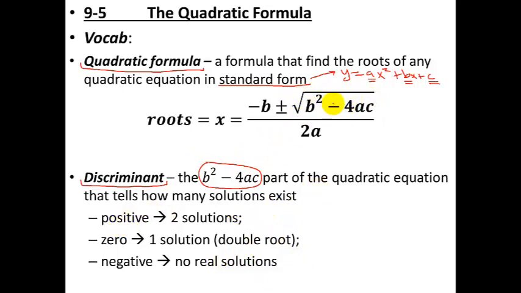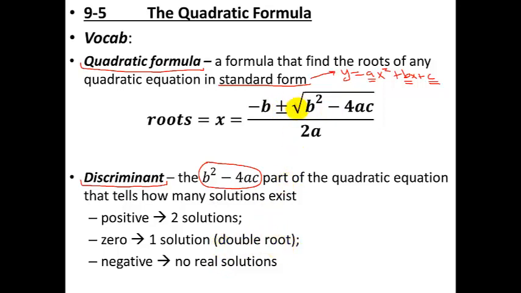If the part under the radical is positive, you end up getting two solutions, because you're going to have negative b plus that amount or negative b minus that amount, and that will give you two different results. If the part under the square root, the b squared minus 4ac, is exactly equal to 0, then you're only going to have one solution, and it will be the double root. The reason is because if this part is 0, when you add or subtract it, you get the same thing, in which case your answer is going to come out to be the same, and it's called the double root, two of the same answer.